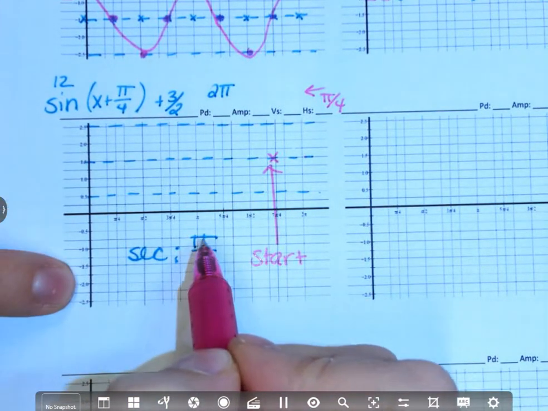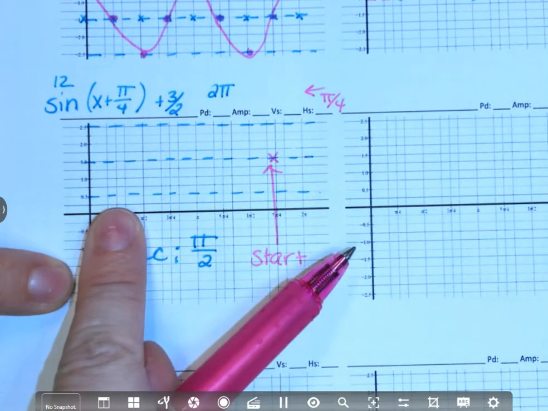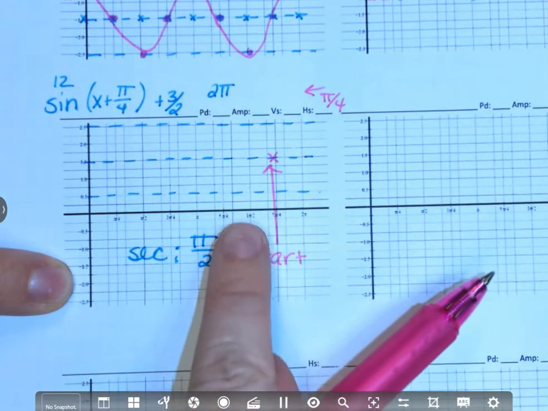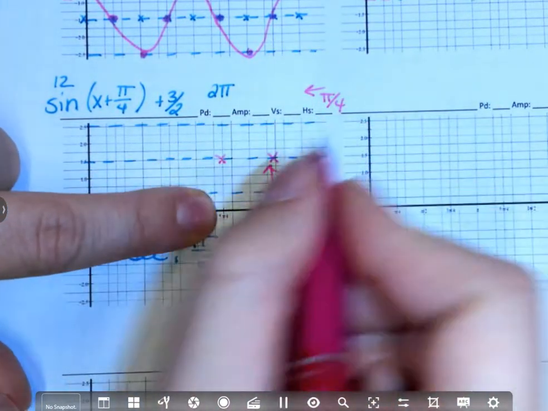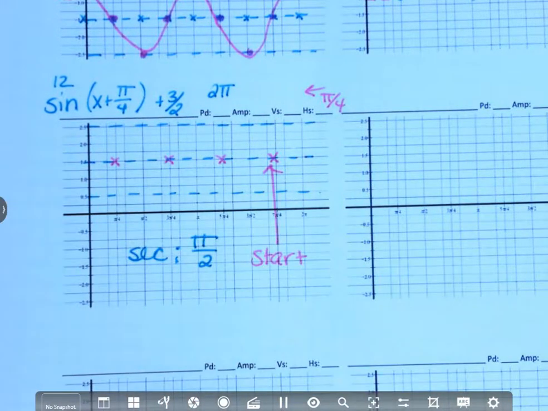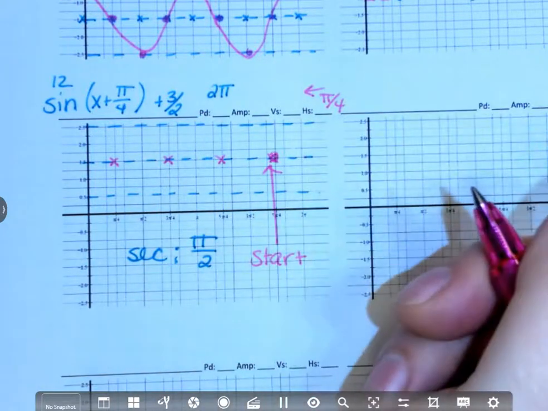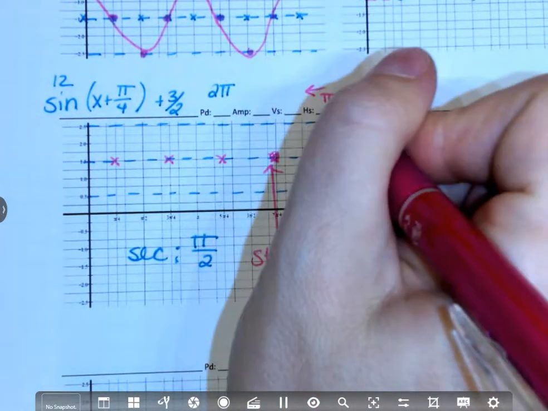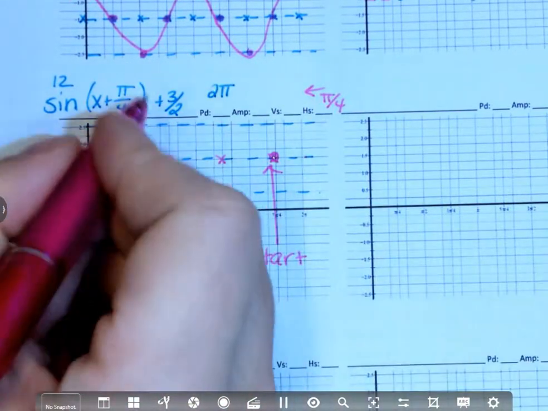And my section is pi over 2. If you have trouble figuring it out, take a look with your finger. Pi over 2 is about my finger width apart. So that's going to take me here, here, and here. Those are my clear points. Sine starts where? Middle. And sine typically goes up, but I'm off the graph that way. Means I'm going to go down, going the other way.